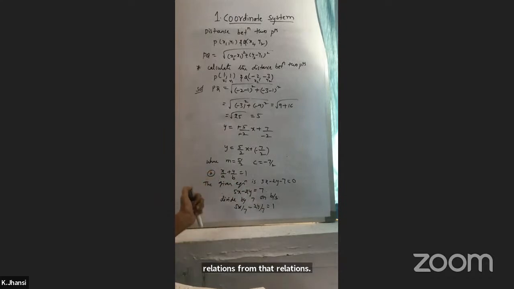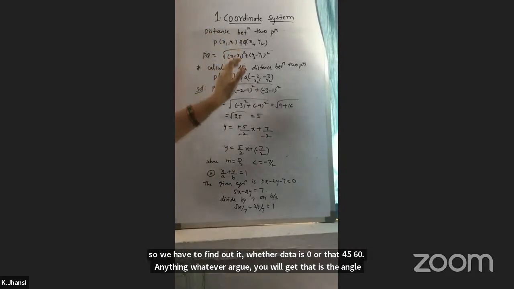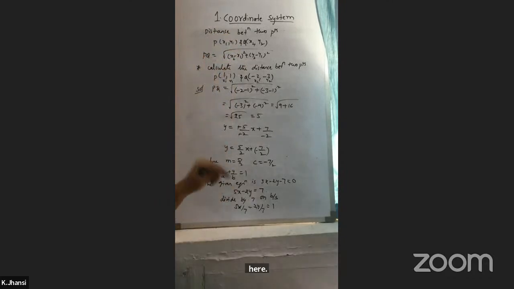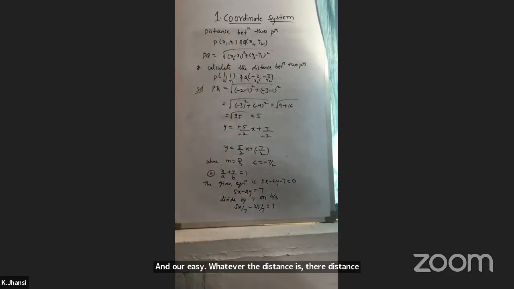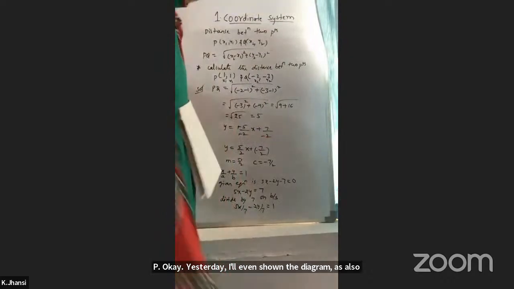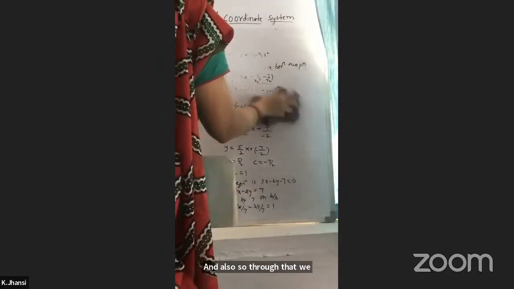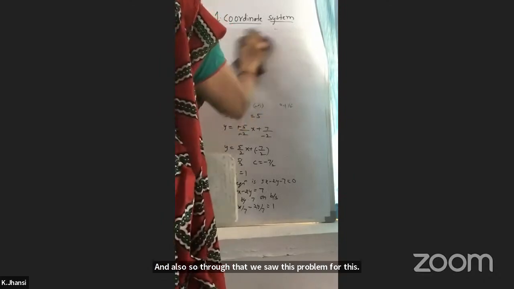Theta is the angle here. Whether theta is 0 or 30, 45, 60, whatever angle you get, that is the angle here. And r is the distance from the origin to the point P. Okay, yesterday I even showed the diagram also. So the relations are there and the diagram also I have shown. So through that we'll solve this problem. This problem you may get as a 10 marks question.